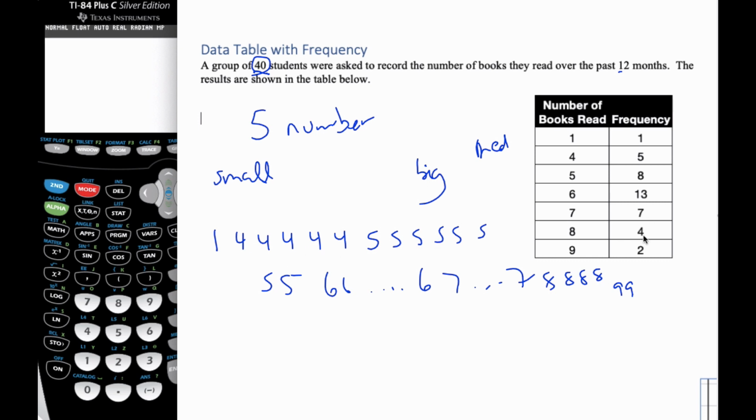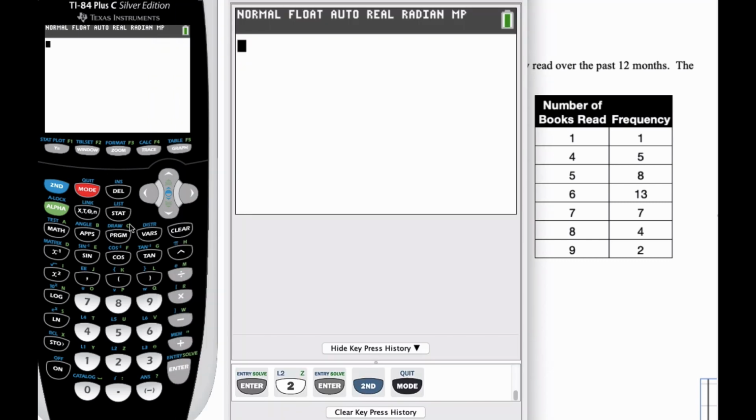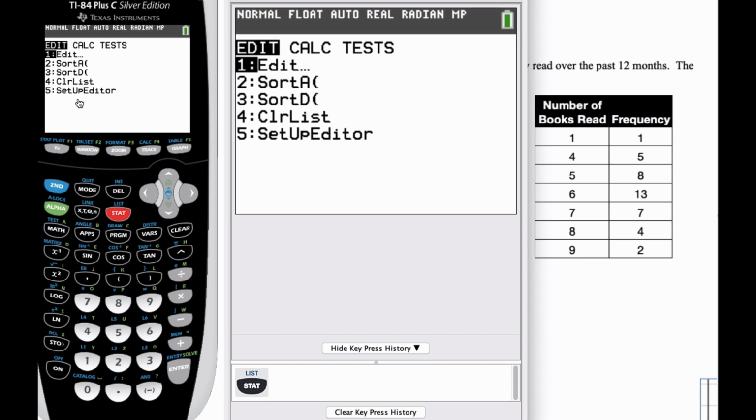But this is just with 40. Imagine if you had like 4,000. It's harder to write them out. And so what we can do, our calculator will deal with all of this scenario as opposed to listing them out. What I'm going to do is go to my calculator now, and I'll clear my history. I'm going to go to Stat, and I'm going to go to Edit.